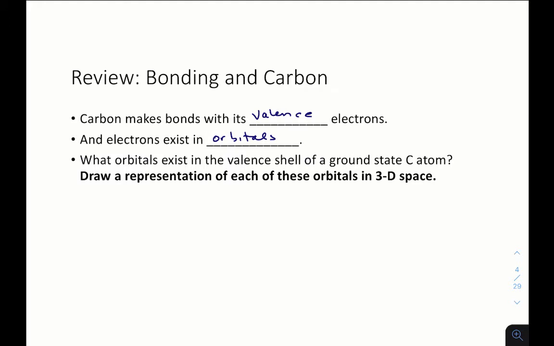Okay, so if carbon makes bonds with its valence electrons, we need to think about the orbitals that those valence electrons exist in. So, what orbitals exist in the valence shell of a ground state carbon atom? Draw a representation of each of these orbitals in 3D space. So, draw a picture of the orbitals. Go ahead, pause, and do that.